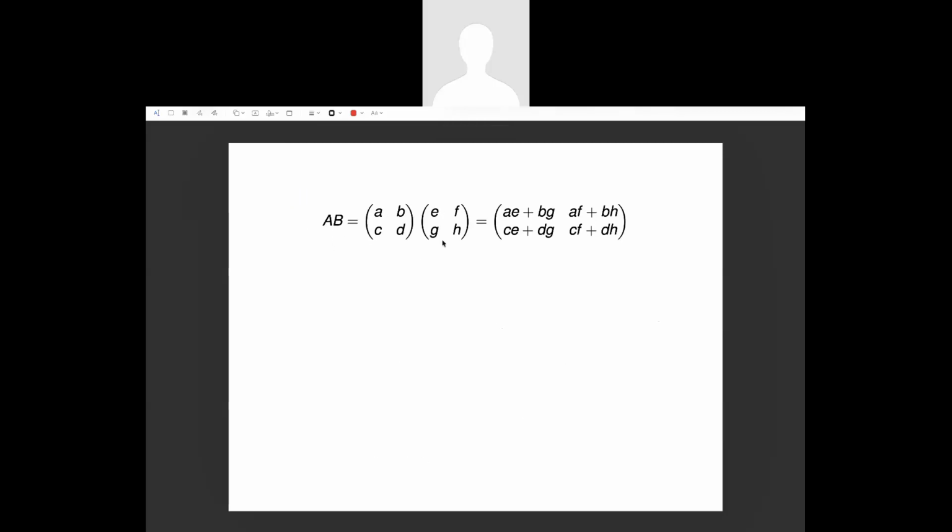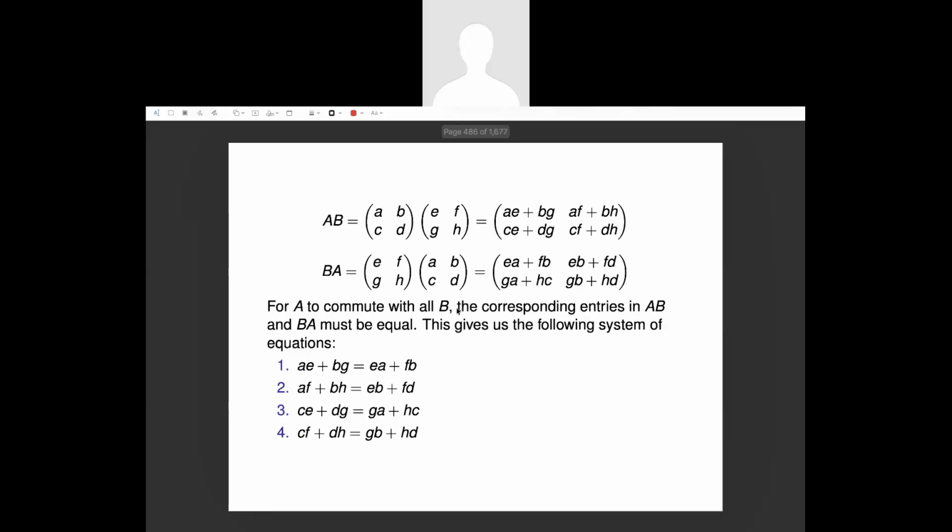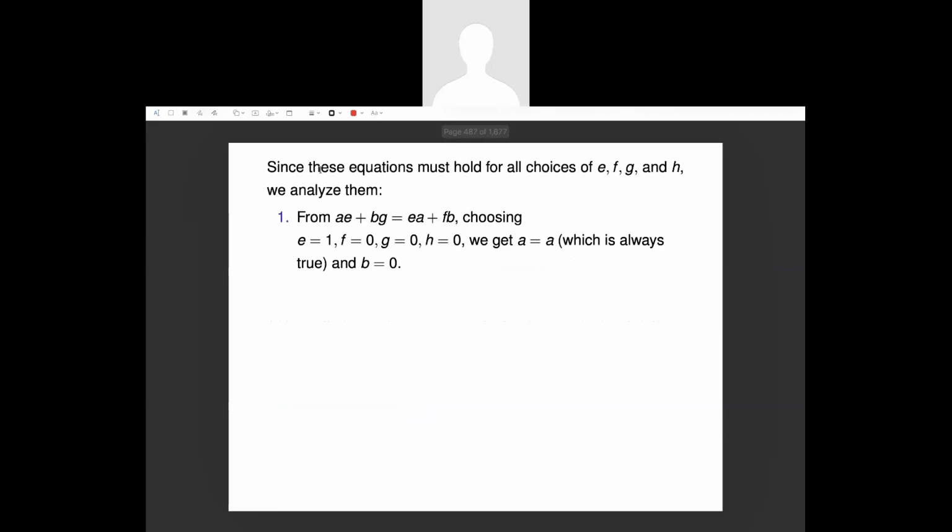So AB is equal to this: we have [a, b; c, d] and we multiply it with B, and BA is equal to this, and these should be equal. If these two are equal, we have four conditions that should hold. This is one condition, this is the second condition, and the third and fourth conditions are there. So this gives the following system of four equations.